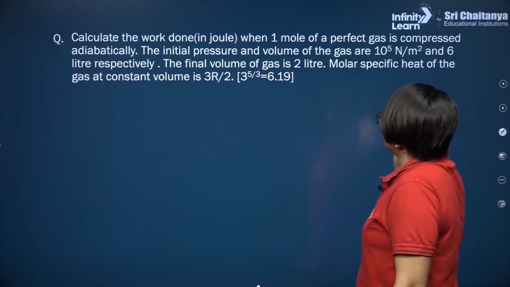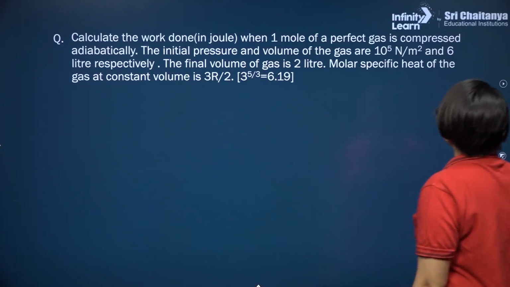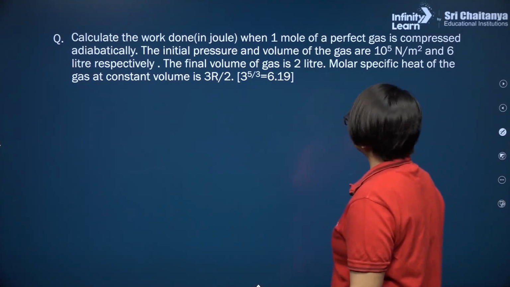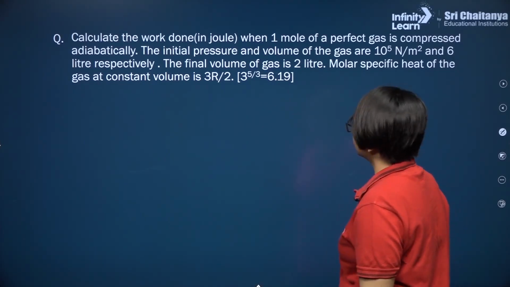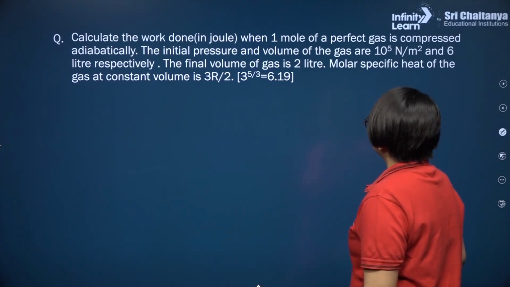Next is this one: calculate the work done when 1 mole of a perfect gas is compressed adiabatically. The initial pressure and volume of the gas are this and this respectively. The final volume is 2 liter.